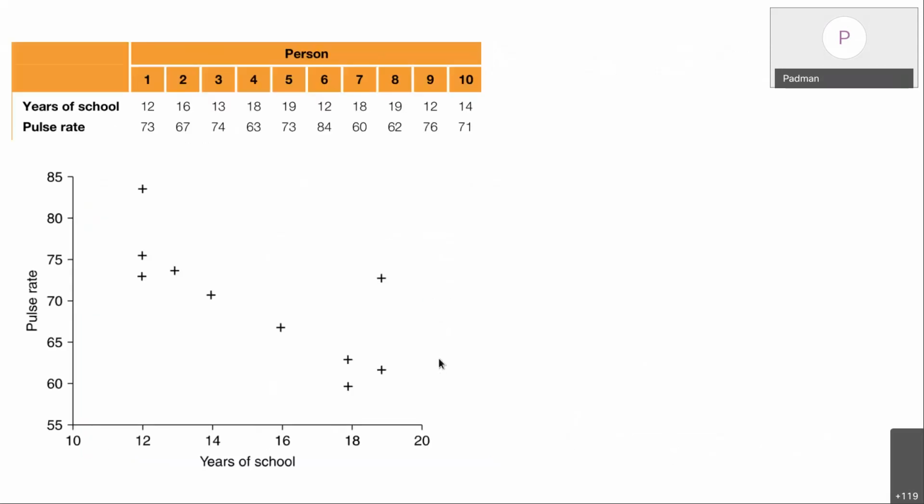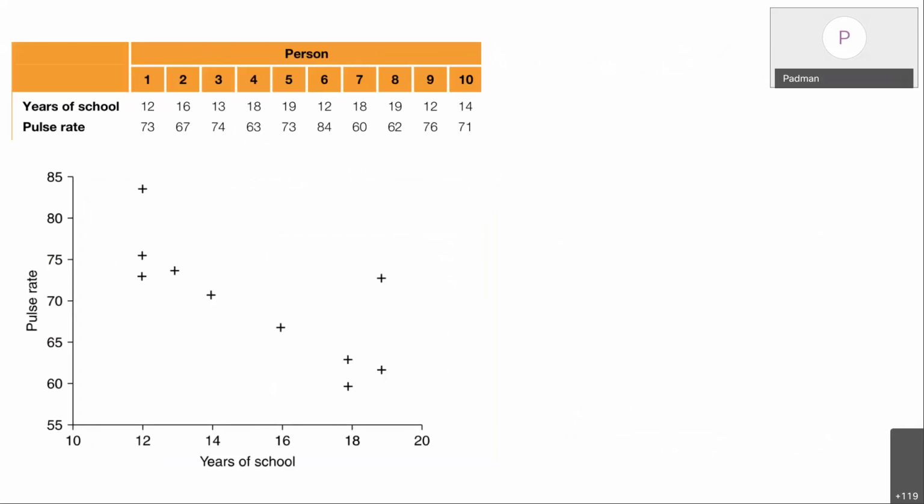And now this is another example. This is a sample of only 10 people. There are only 10 samples here. So this is giving you the number of years a person spends in school versus the pulse rate, that is the heart rate, of that person.